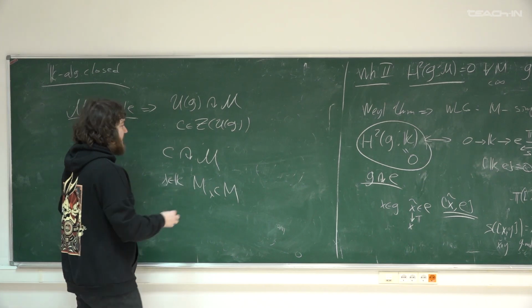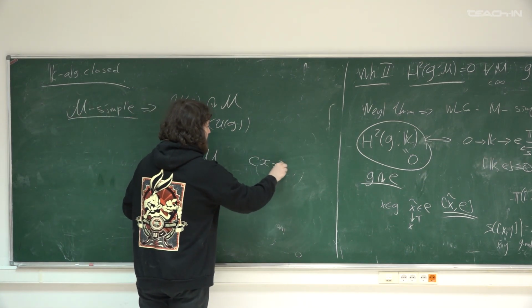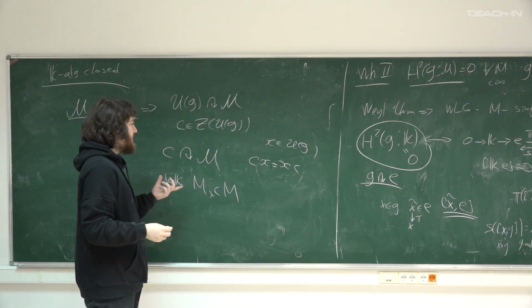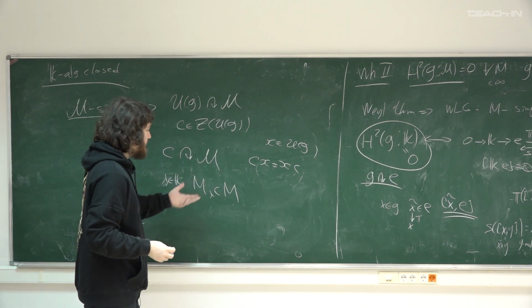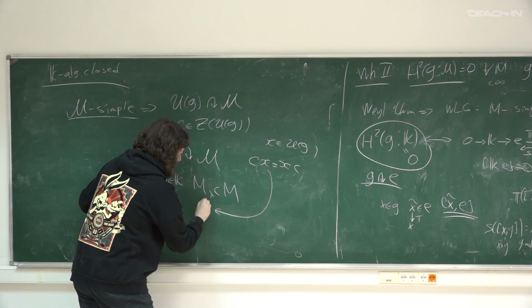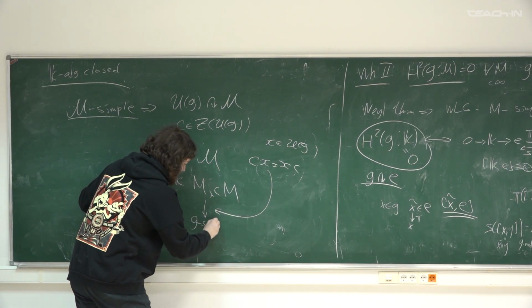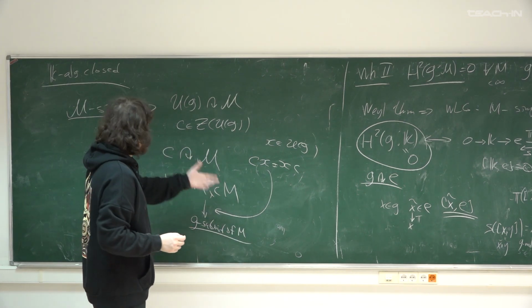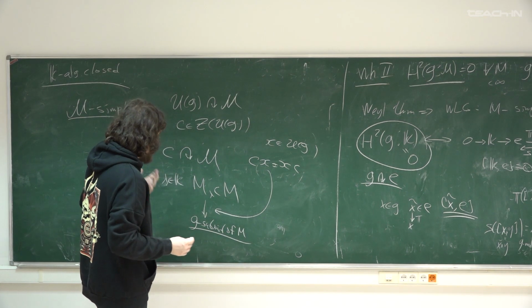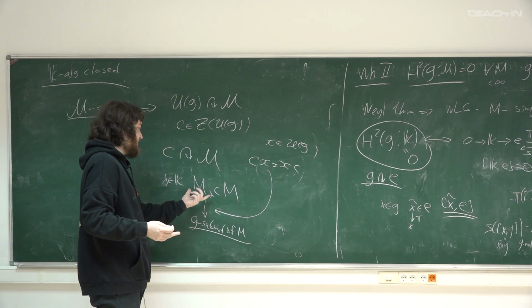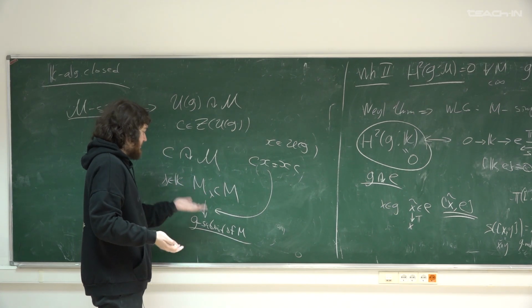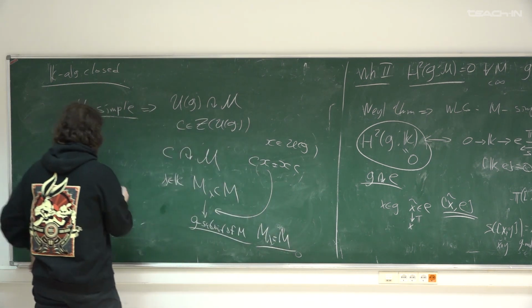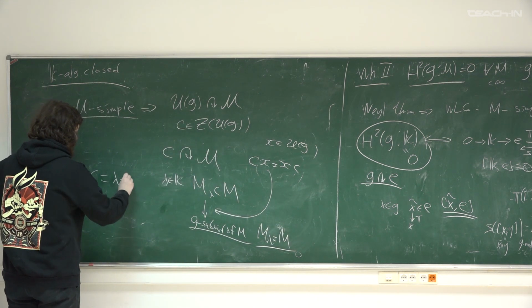But because my C commutes with any element of U G, this eigenspace is invariant. It's a submodule, a G submodule of M. Because my M is simple, the submodule is either 0 or the whole thing, but we know that it's not 0, it's an eigenspace, it's not the zero subspace. So it must be the whole M. And we obtain that my central element is scalar.